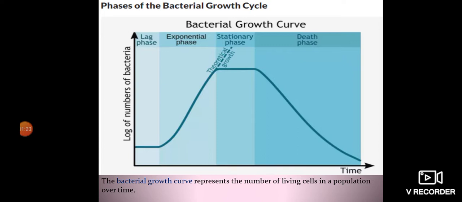In lag phase you can see there is a horizontal plot, that means the bacterial growth is negligible, whereas in exponential phase bacterial growth occurs in exponential manner. In stationary phase, the rate of growth of bacteria is equal to the rate of bacterial death, so that it seems the bacterial population is constant. Whereas in death phase, the bacterial population declines at exponential rate.